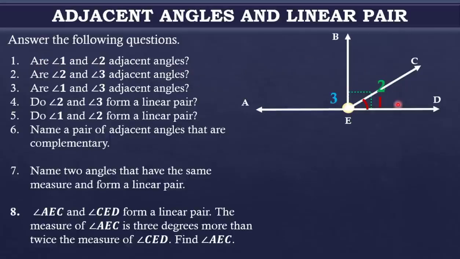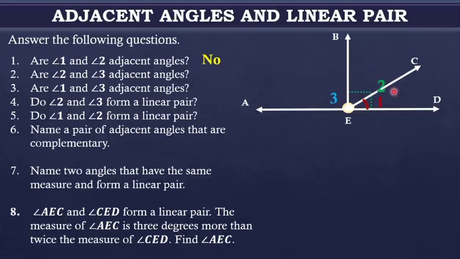Here is angle 1 and here is angle 2. Are they adjacent? No. Why? Yes, they have a common vertex, and they have a common side, which is a side of angle 1 and at the same time a side of angle 2. However, adjacent angles must not have common interior points. Angle 1 has its interior, and angle 2 also has its interior. We cannot have common interior points for adjacent angles. So this is a no.